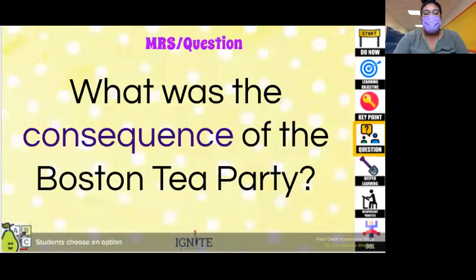First question, what was the consequence of the Boston Tea Party? Think of it this way: think of it as cause and effect. The cause was the Boston Tea Party. What was the effect? What did the British do to react to the Boston Tea Party? The correct answer for this one is pass the Intolerable Acts. So the Intolerable Acts were a consequence of the Boston Tea Party.